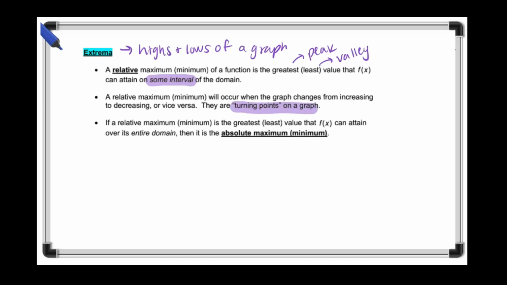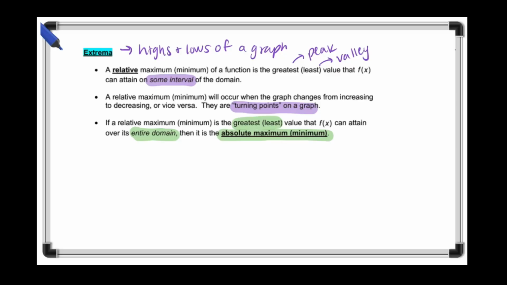These relative maximums and minimums are really our turning points on a graph. So where is the graph changing? It's increasing, decreasing, maybe it has a constant. Now, if you have a relative max or min, and that happens to be the greatest or the least value that your function can attain over the entire domain, that is known as the absolute max or min. So this is the highest or the lowest value over the entire domain.